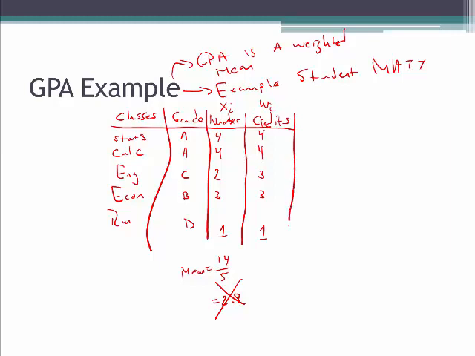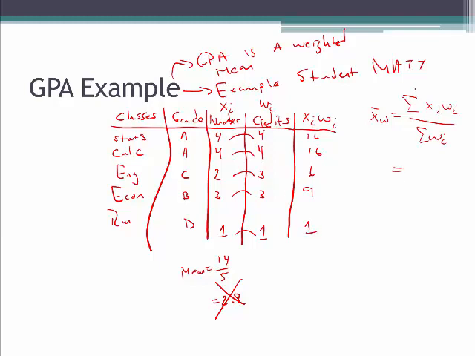So this was our original variable, x sub i, and we're going to weight it by the credits. So if you remember, our formula was the following. X bar weighted was the sum of the x values times their weights divided by the sum of the weights. So I'm going to put a little column here called xi times wi. And what I'm going to do is I'm going to multiply each x value by its weight. So 4 times 4 gets me 16. Again, 16. 2 times 3 gets me 6. 3 times 3 gets me 9. And 1 times 1 gets me 1.